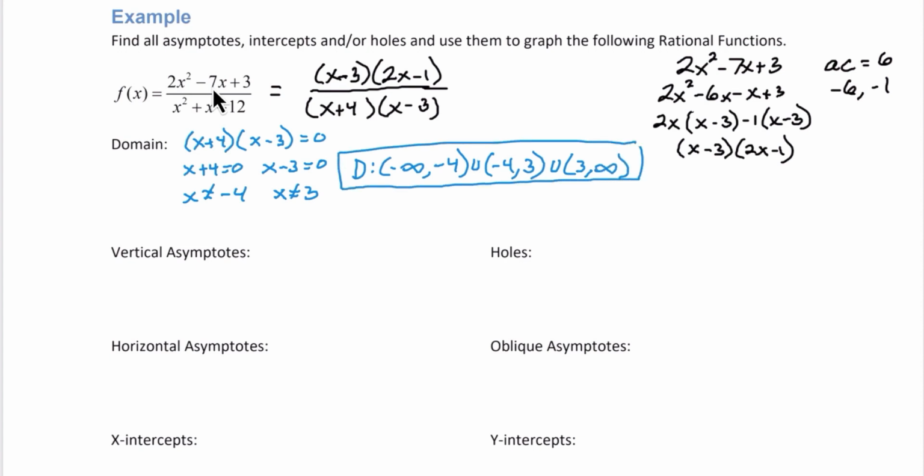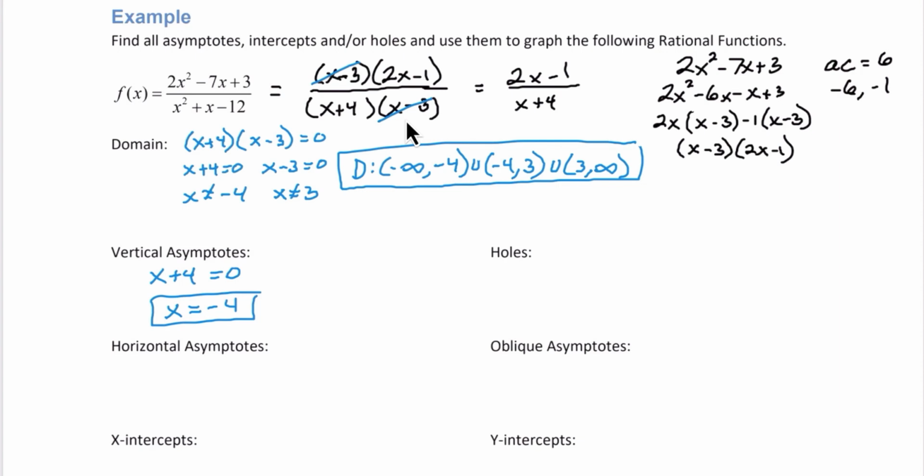To find vertical asymptotes, we want to find zeros of the denominator after it has been reduced. Notice that x minus 3 occurs in the top and the bottom. So we can reduce this to get 2x minus 1 over x plus 4. And now we're going to focus on the denominator of the reduced rational expression and set it equal to 0. So x plus 4 equals 0. Solve, we get x equals negative 4. This is the vertical asymptote.